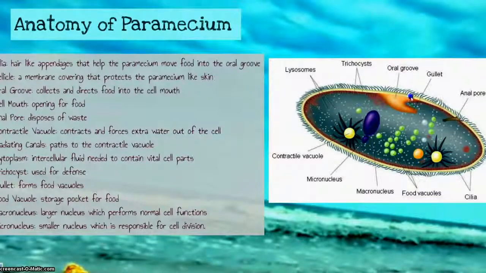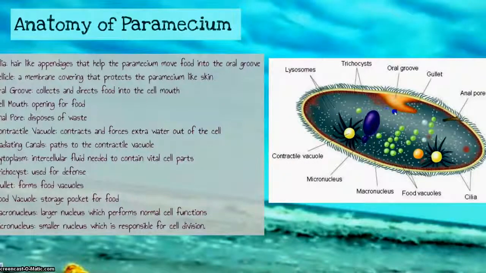Then we have the gullet over here. This is where all the food collects, and then it forms little packages called food vacuoles, which are storages for the food, so when the cell needs them, it uses the food vacuole. We have the anal pore here, and it disposes the waste of the paramecium.